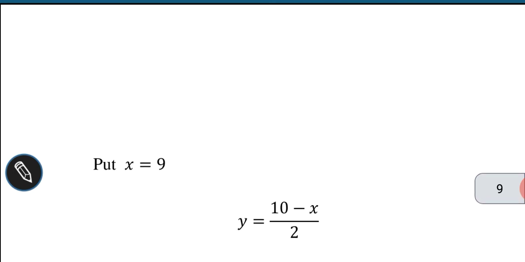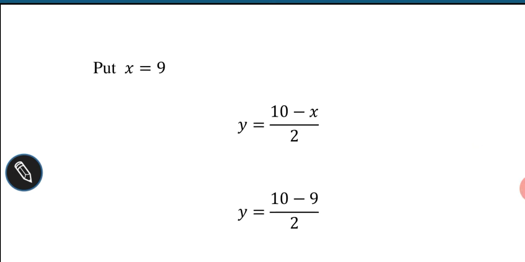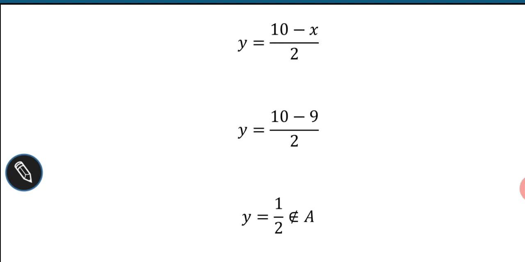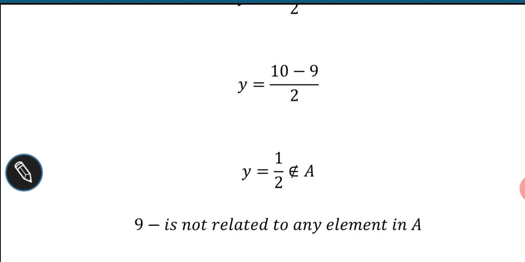Now put x equal to 9. So y is equal to 10 minus 9 divided by 2. So y is equal to 10 minus 9 is 1 by 2, which is a fraction, and does not belong to capital A. Okay, so 9 is not related to any element in capital A.